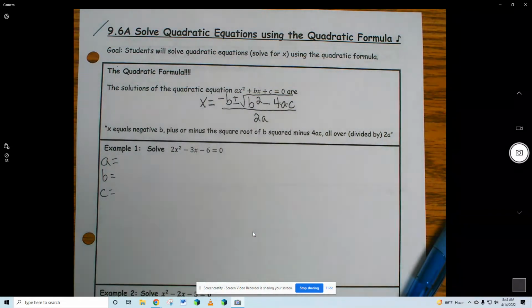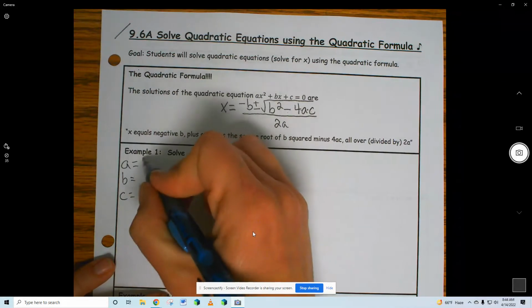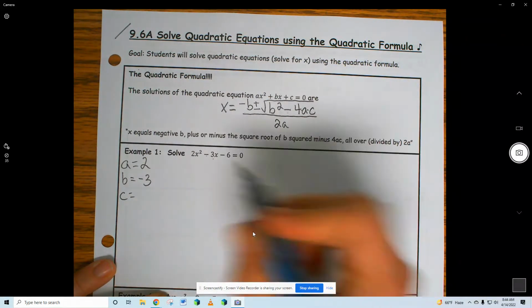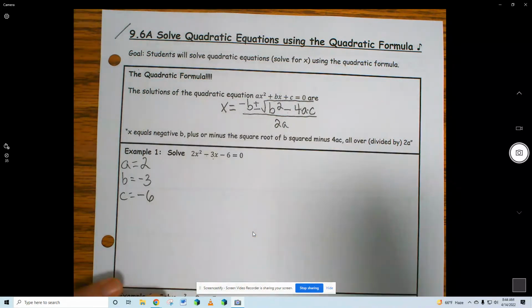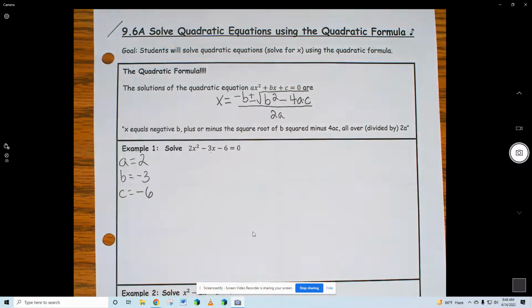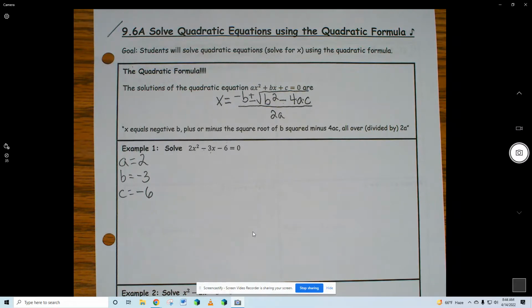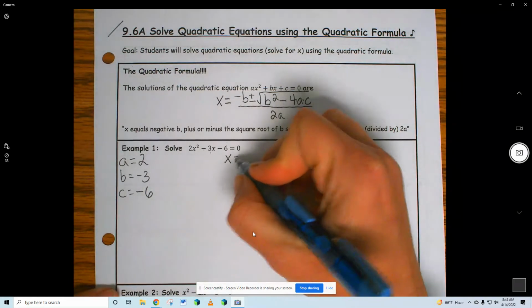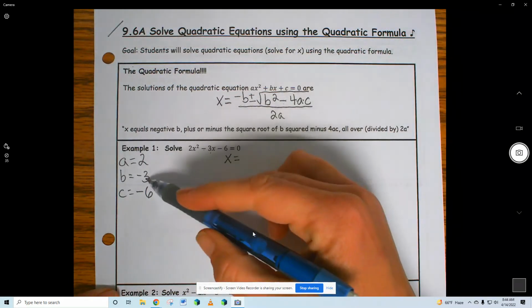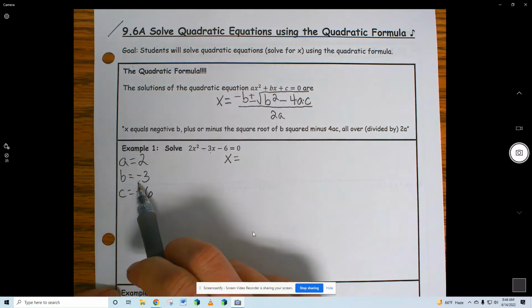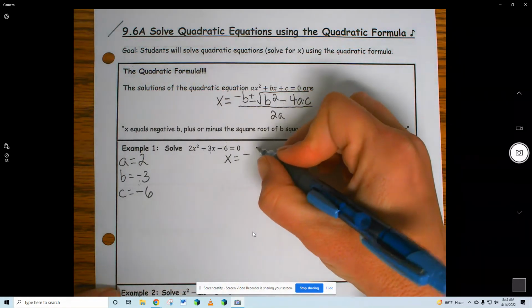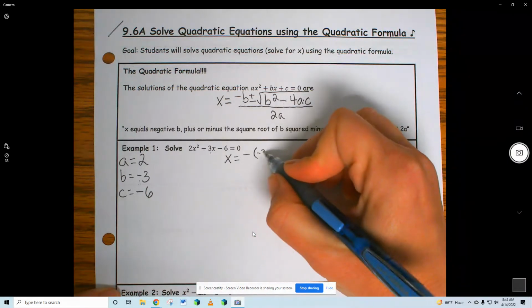So, A equals 2. B equals negative 3. C equals negative 6. So my formula is, all right, here we go. X equals, so negative B. B is already negative 3. Watch the signs. Negative B, so B is another negative 3.